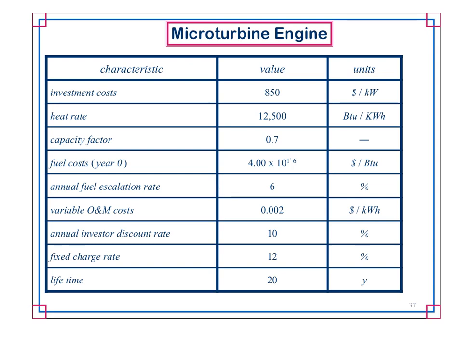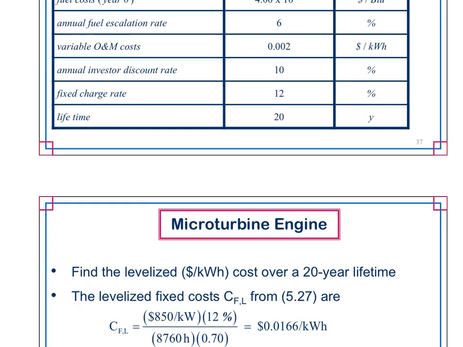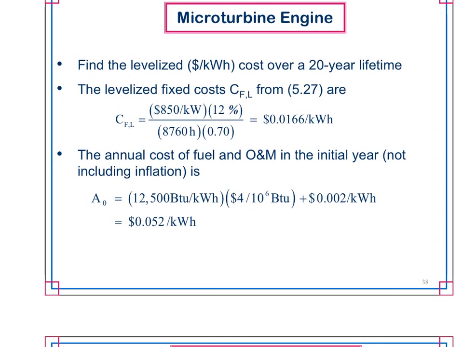We have a fixed charge rate to pay back this facility at 12%, and it's going to last for 20 years. So first thing we're going to do is figure out what our levelized fixed costs are. So at $850 per kilowatt, paying back at 12%, it runs 8760 hours, and it's at 70% of those hours. So just for that, it's going to be 1.66 cents per kilowatt hour. That's just for the fixed costs.